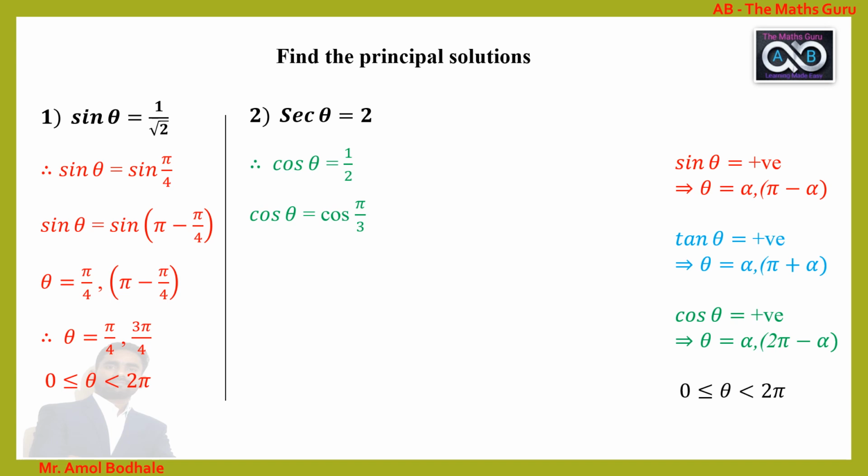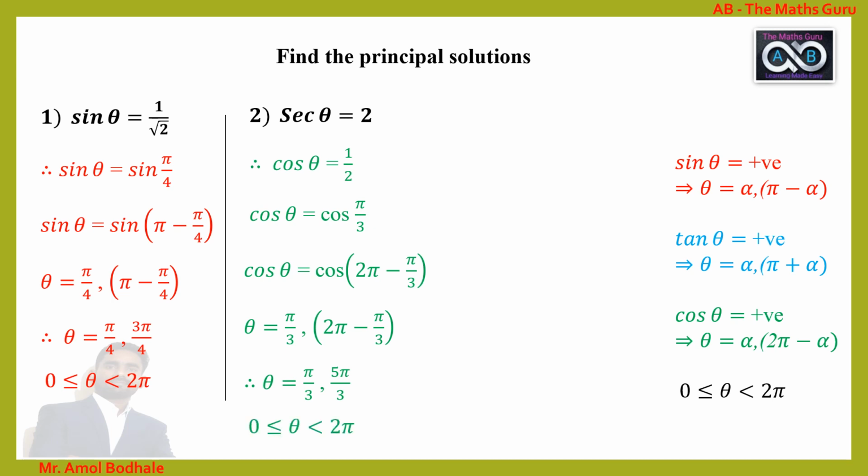Now we know that cos theta is positive in the first quadrant and fourth quadrant. So already we have one solution, pi by 3, and the other solution must be 2 pi minus pi by 3. So cos theta equals cos of 2 pi minus pi by 3. Therefore theta equals pi by 3 and 2 pi minus pi by 3 are solutions. Therefore theta equals pi by 3 and 5 pi by 3 are the principal solutions, where 0 is less than or equal to theta less than 2 pi.